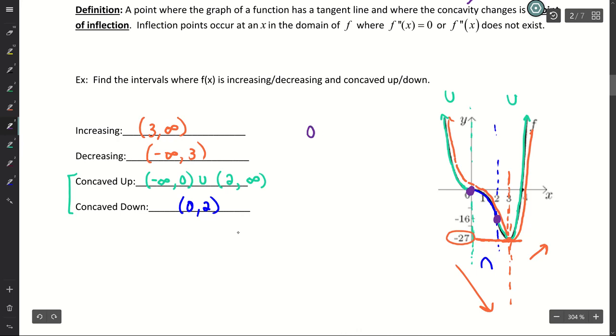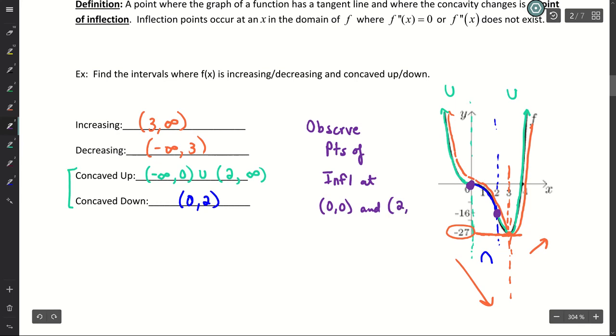Okay, so we're going to say observe points of inflection at 0, 0, and that appears to be 2 and negative 16. Up here some of my pen didn't write, so let's correct that word. Observe.